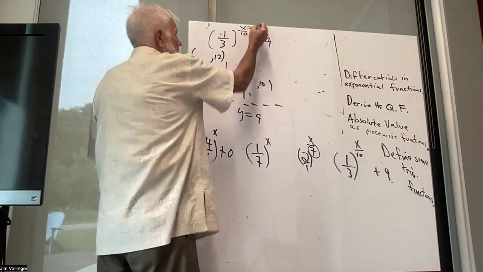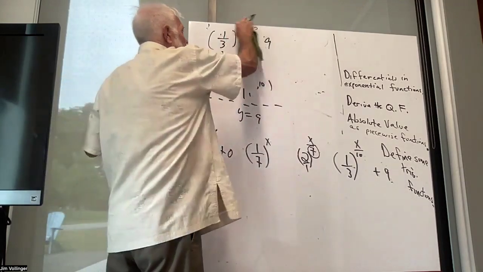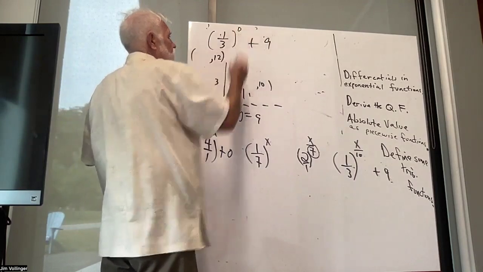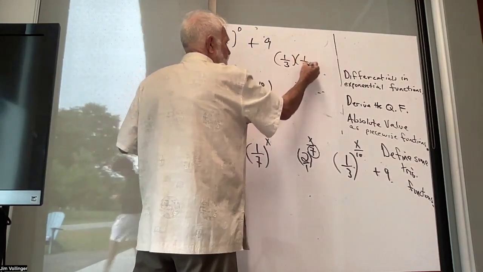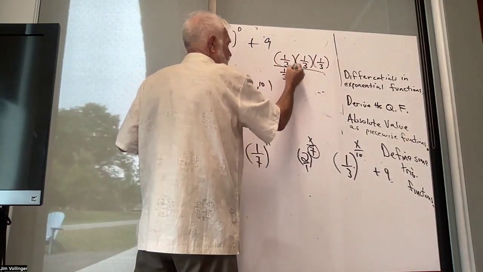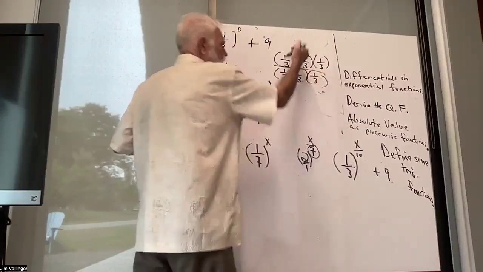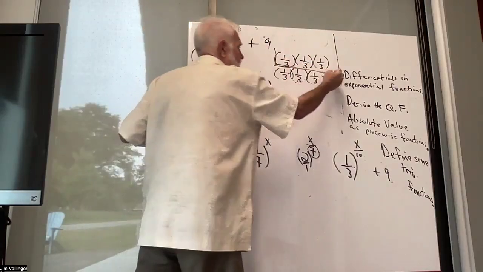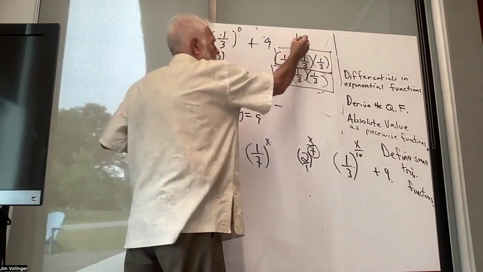Well, you've got to consider something to the 0. 0 divided by 10 is 0. And what is 1/3 to the 0? There's no difference in the numerator than the denominator in terms of how many times you see 1/3 as a factor. There is no difference here. And what is something divided by itself? The number 1.